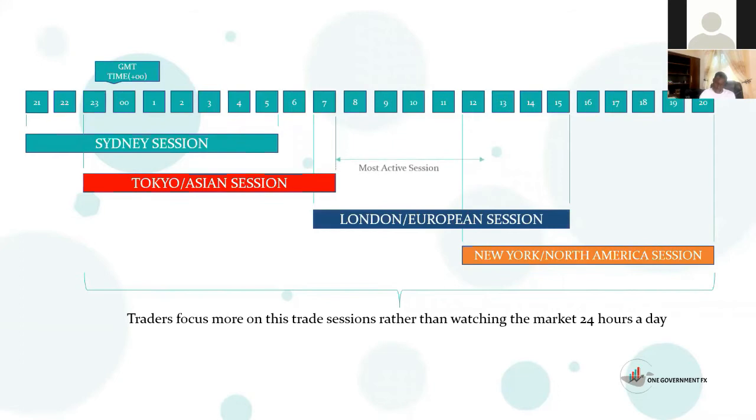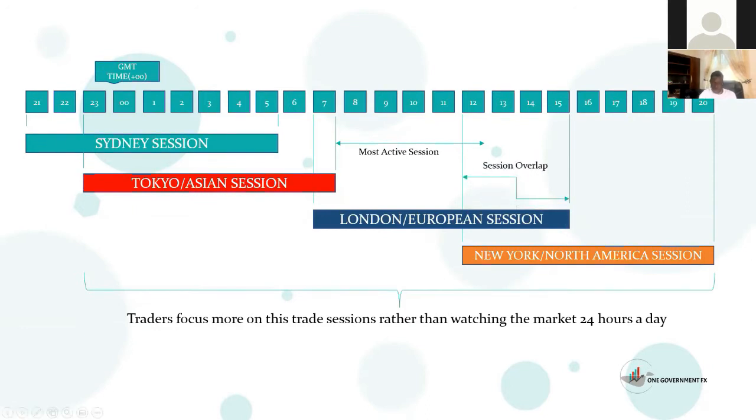Based on research and past experiences, the most active session in the day is between 7 a.m. GMT and 12 p.m. That's the London session. And remember in the first course, we said that the London session has 35% of the daily traded volume. So there's a lot of activity during the London session.